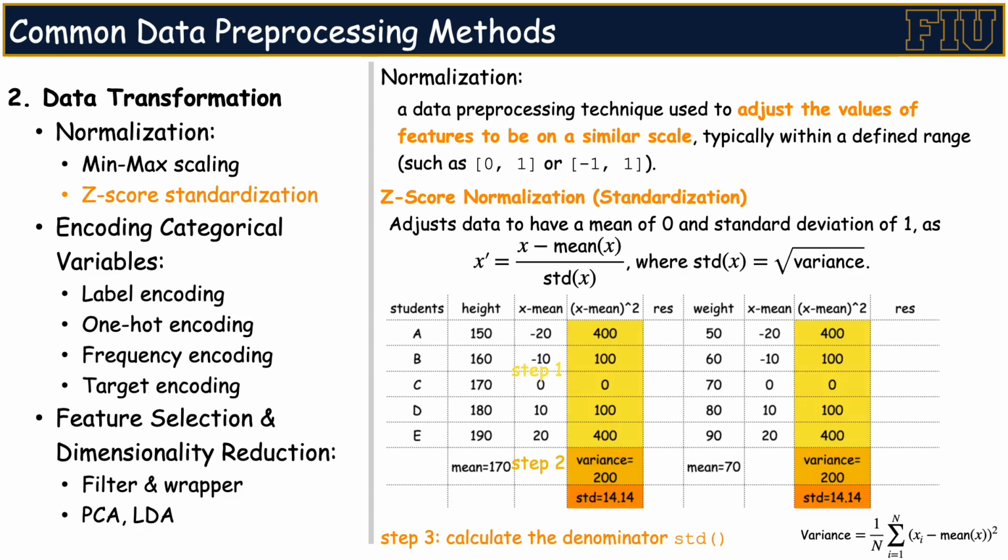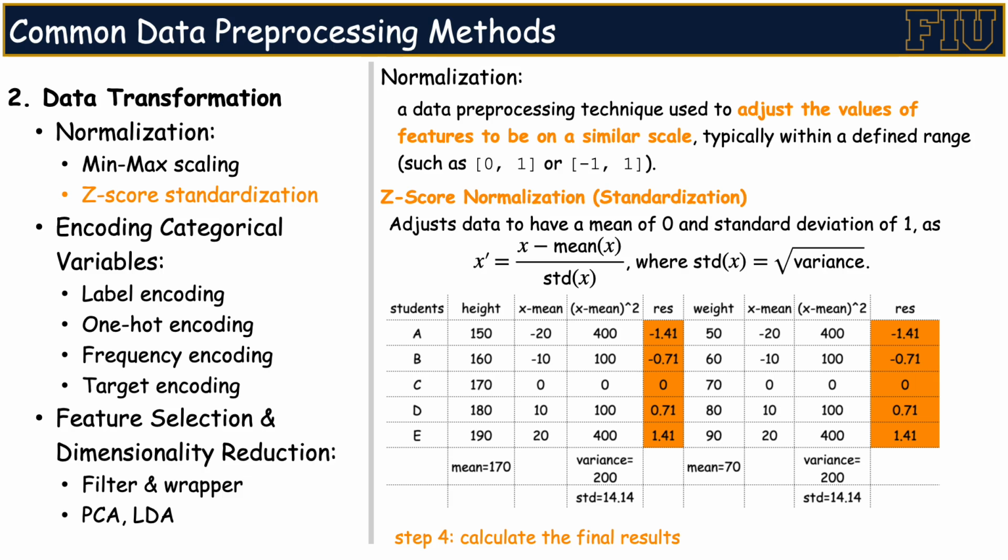We can calculate the variance using its formula and then take the square root of the variance to get the standard deviation for each feature. This standard deviation is used as the denominator in the z-score formula. Now that we have all the values needed to calculate the z-score, we simply perform a division and we get the z-score normalization results. You'll notice that the results include both negative and positive values. After z-score normalization, the numerical values typically have a mean of 0 and a standard deviation of 1.